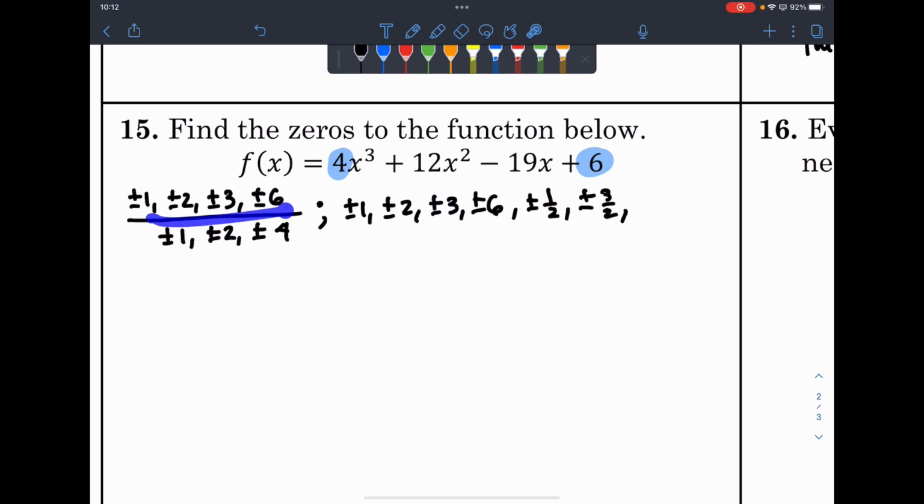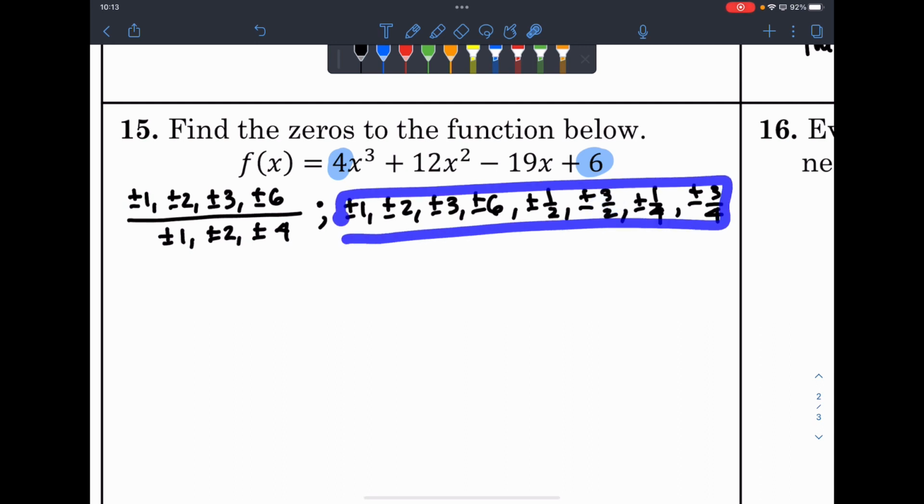And now we divide all of those numbers by 4. So 1 divided by 4 is 1 over 4. 2 divided by 4 is half, which is already on the list. 3 divided by 4 and 6 divided by 4, which reduces to 3 over 2, which is already on the list. So this is the list of possible rational zeros.